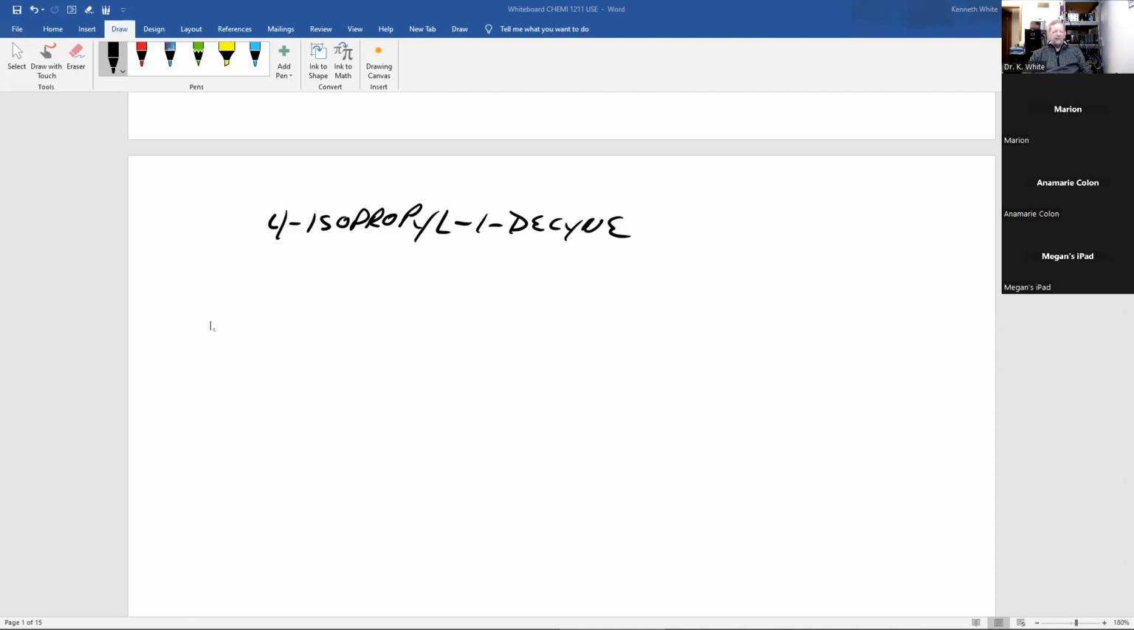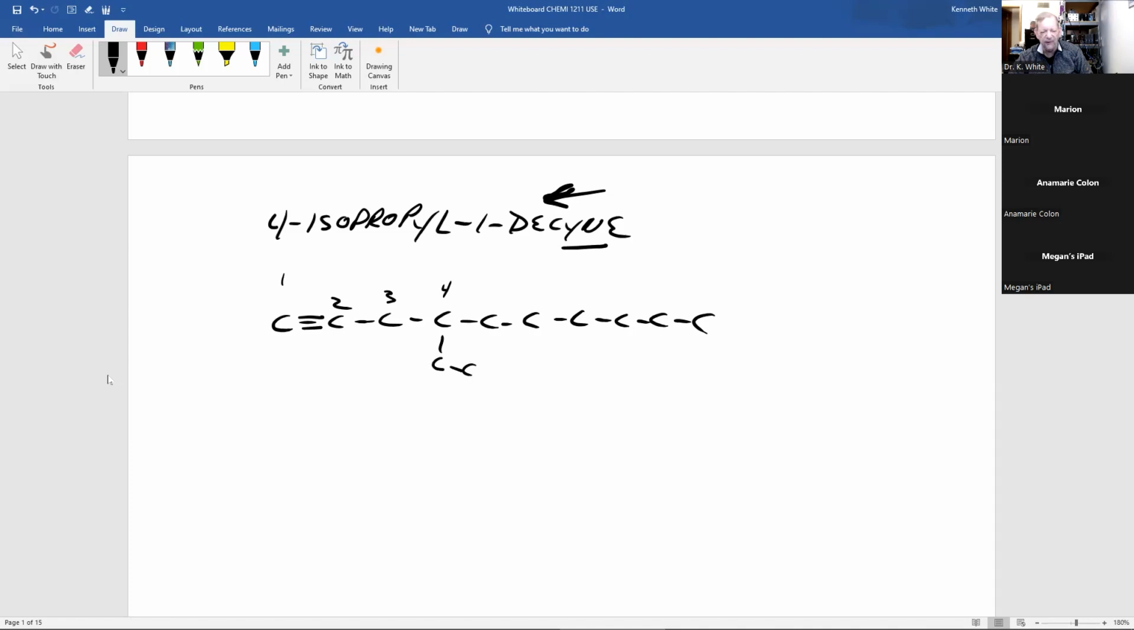All right, looks like everybody's done. How do you decode a name? You always start from the right and move left. The yne ending means triple bond. If that were ane, 10 carbons. And you can start from either end. Most of you are going to call this 1. So I have a triple bond. This is 2, 3. On carbon 4, I have an isopropyl group.